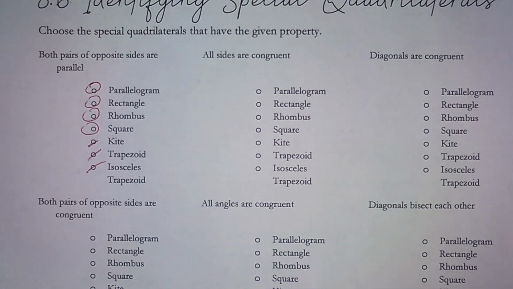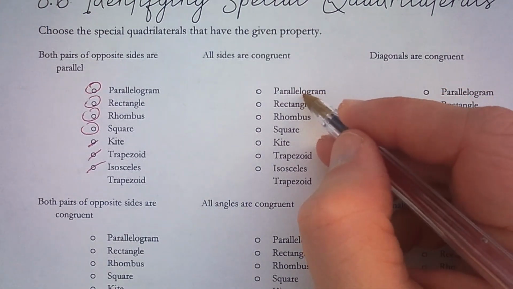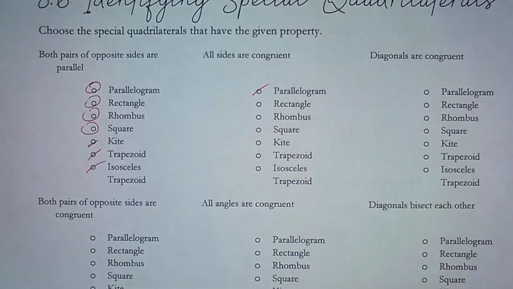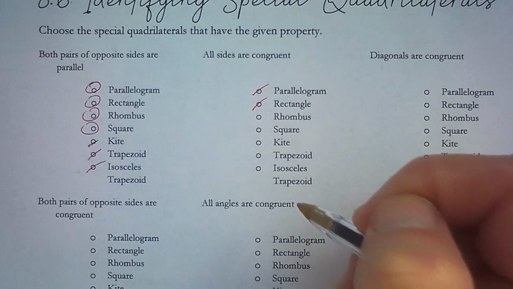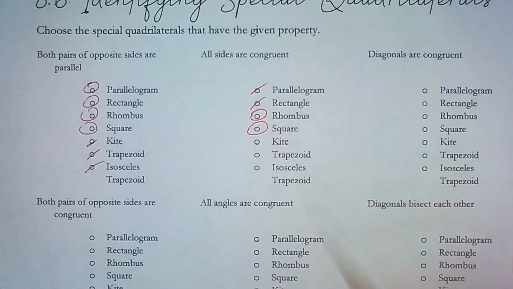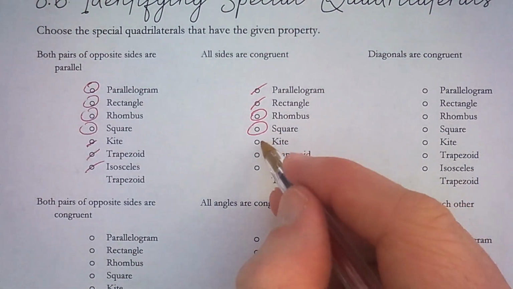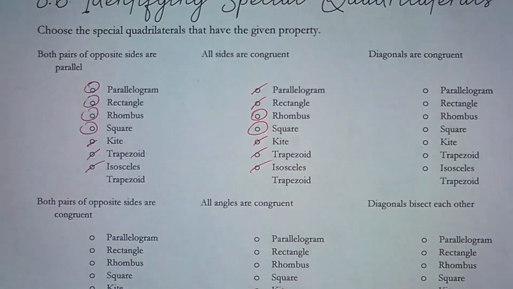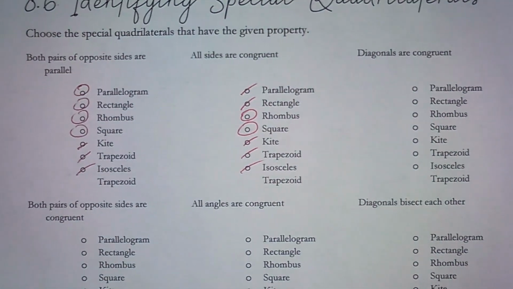How about all sides are congruent? In a parallelogram, you don't have to have all sides congruent. In a rectangle, you don't have all sides congruent. In a rhombus, you do. And a square is a type of rhombus, so in a square you do also. All sides congruent in a kite, trapezoid, isosceles trapezoid, that's a no.